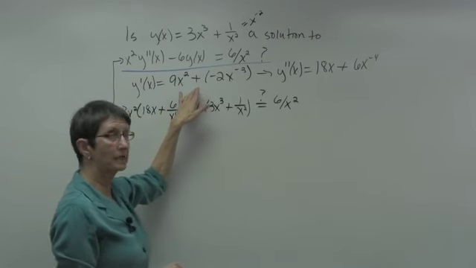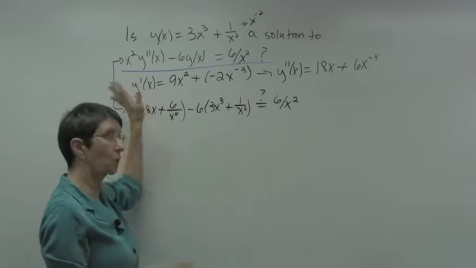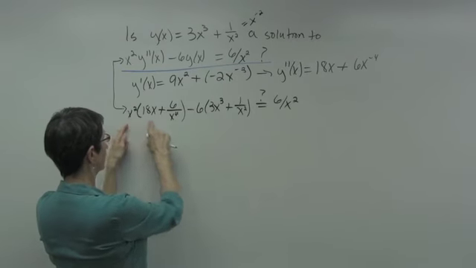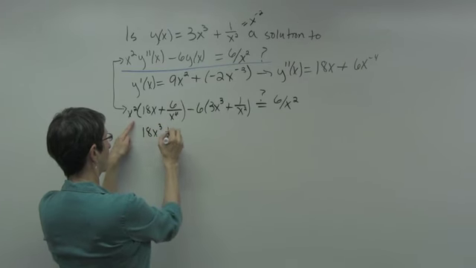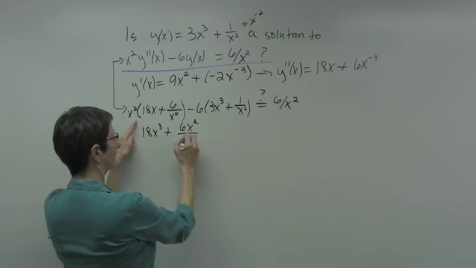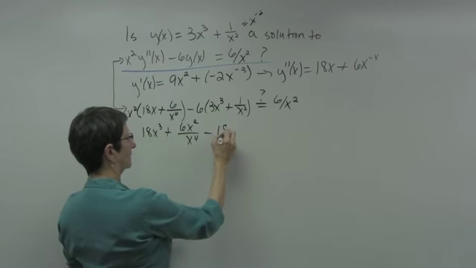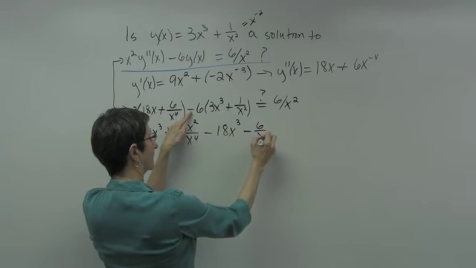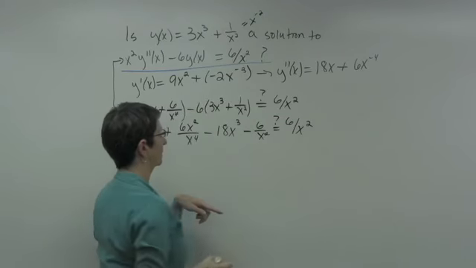I didn't use the y double prime in the equation. I just needed the y prime in the differential equation. I just needed to get that to get to the second derivative. So let's see. If I distribute my x squared, I have 18x cubed plus 6x squared over x to the 4th minus 18x cubed, distribute the minus 6 over x squared. Does that equal 6 over x squared?